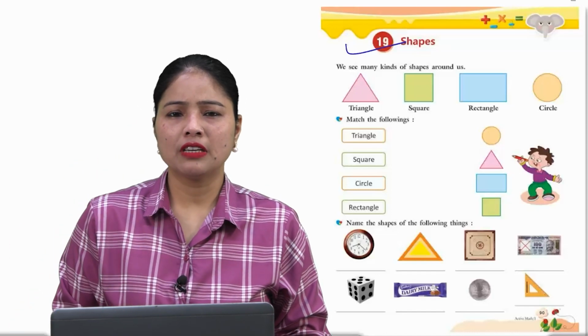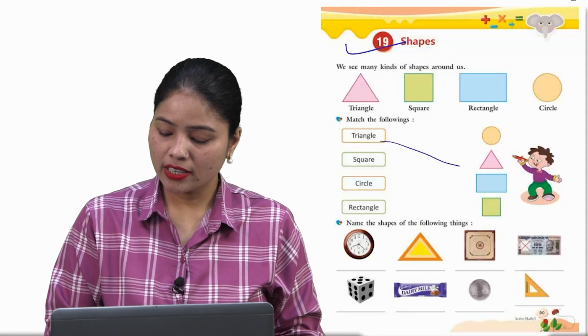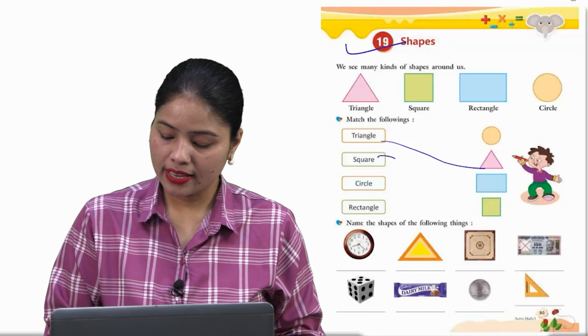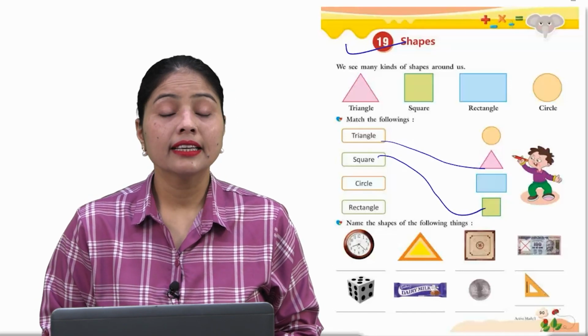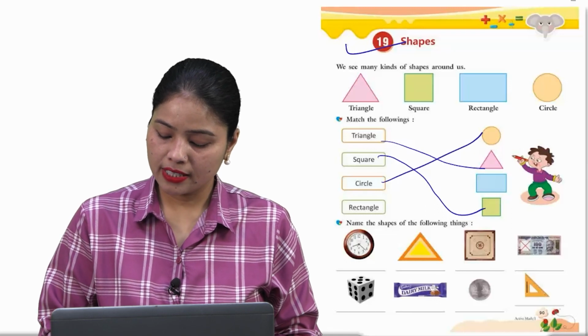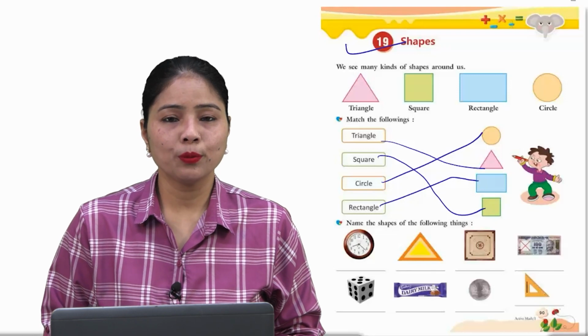So first one is given triangle. So where is the triangle? Yes, this is a triangular shape. Second, square. So this is square. हम इसको square कहते हैं. Then circle. So beta, this is a circle shape and that is rectangle. So this is called rectangle. Okay. I hope you understood.